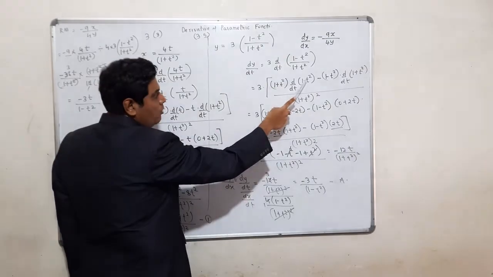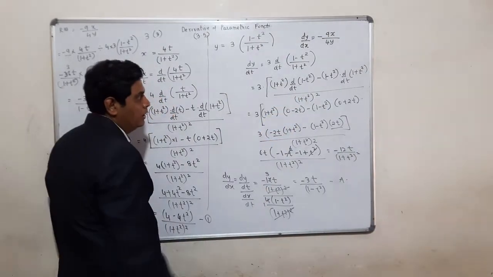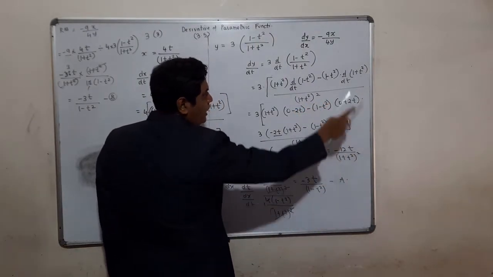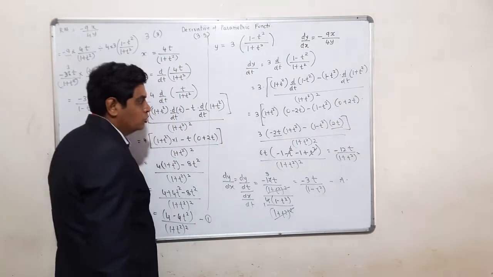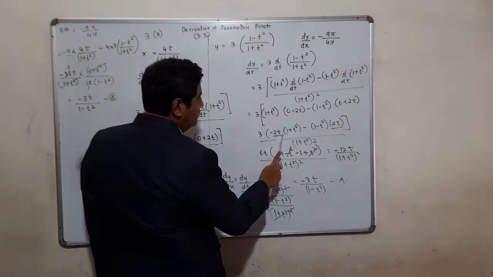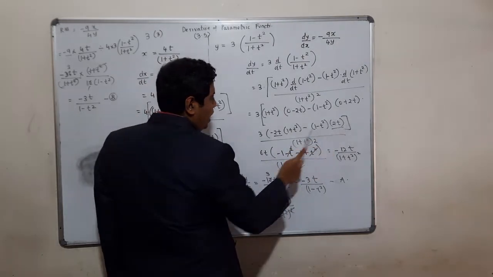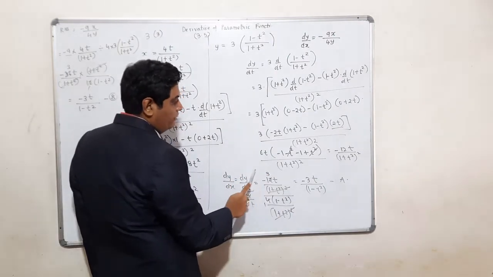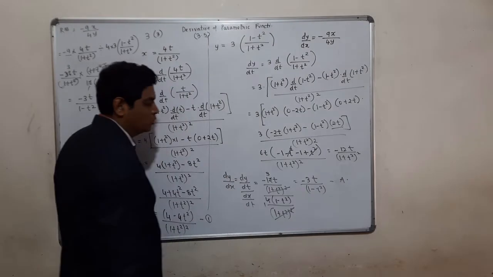Derivative of 1 is 0 minus derivative of t square is 2t. So it becomes 0 minus 2t, minus 1 minus t square into derivative of 1 plus t square. Derivative of 1 is 0. Derivative of t square is 2t. So therefore you get 3 into minus 2t into 1 plus t square minus 1 minus t square into 2t upon 1 plus t square the whole square. Once you simplify all of them, you get minus 12t upon 1 plus t square the whole square.